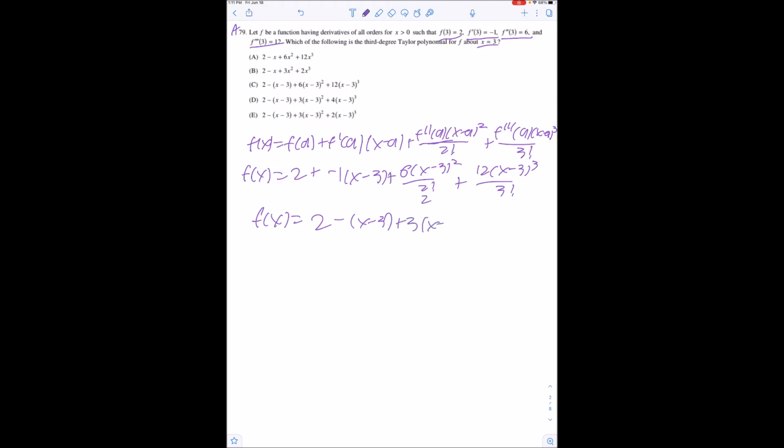And 6 divided by 2 is 3, so we can just simplify this to 3. And then 3 factorial is 6, and 12 divided by 6 is 2, x minus 3 cubed. So the final answer is f of x equals 2 minus x minus 3 plus 3 times x minus 3 cubed plus 2 x minus 3 cubed. I said cubed earlier, I meant squared, which is choice E.